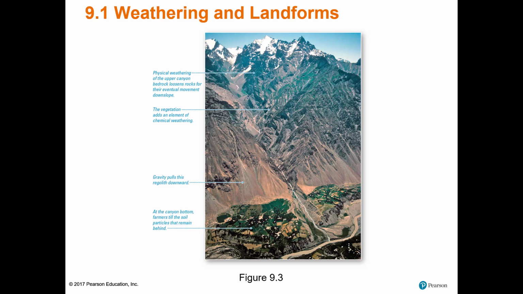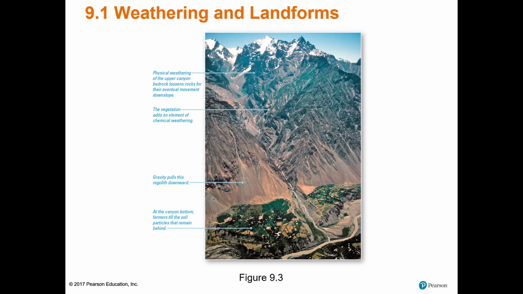So here's an example of a mountainous area, and you can see that there's physical weathering in the upper canyon. We can see evidence of that by the shapes and the different structures that we can actually see with our eyes, and the bedrock will loosen and eventually start moving down slope. The vegetation will add an element of chemical weathering as those plants are taking nutrients out of the actual rocks themselves.